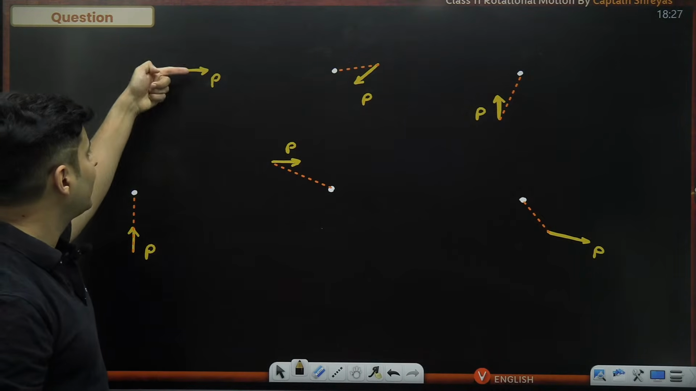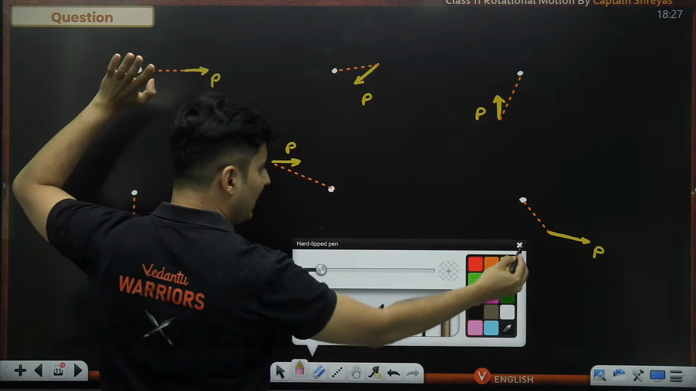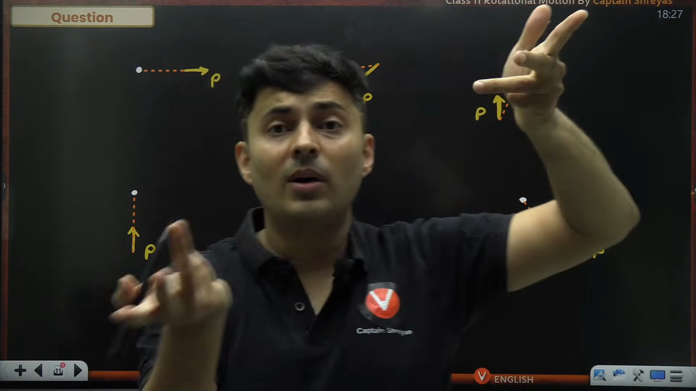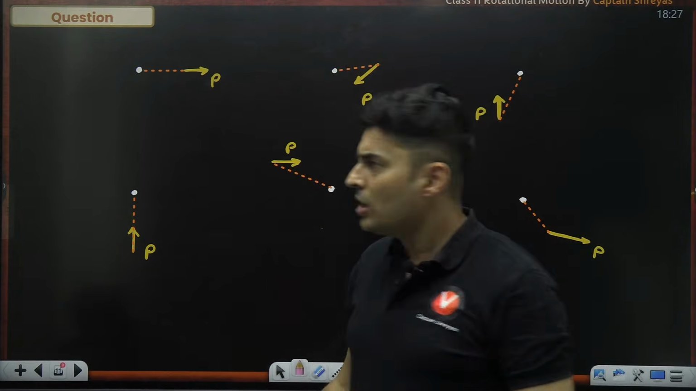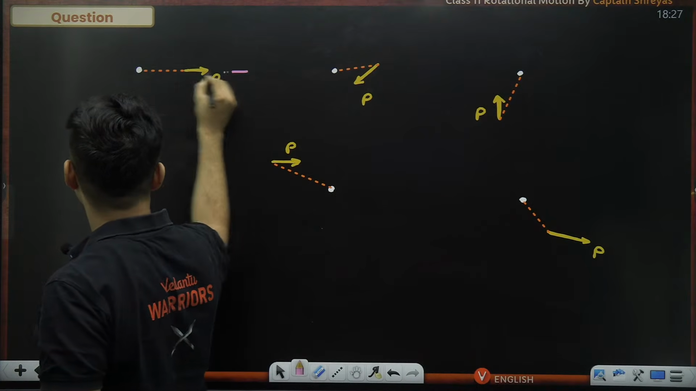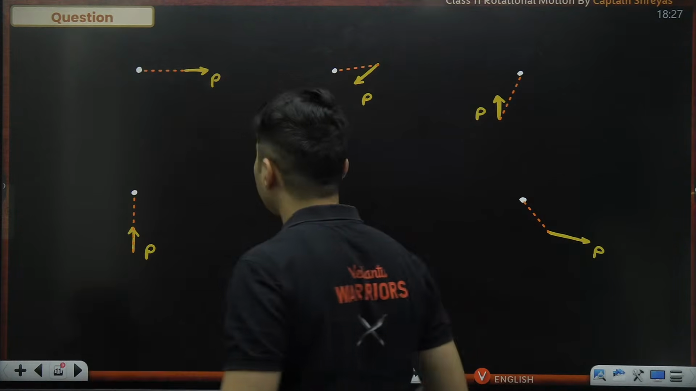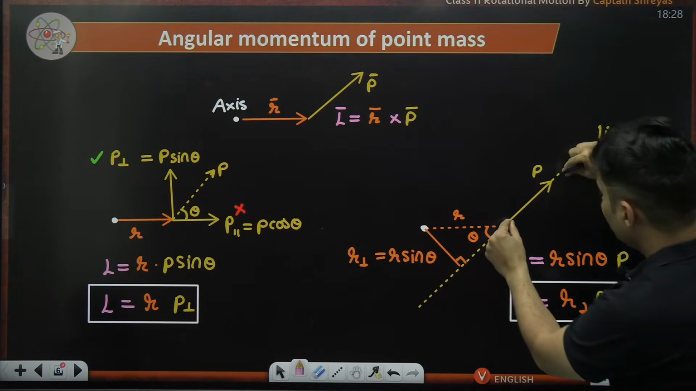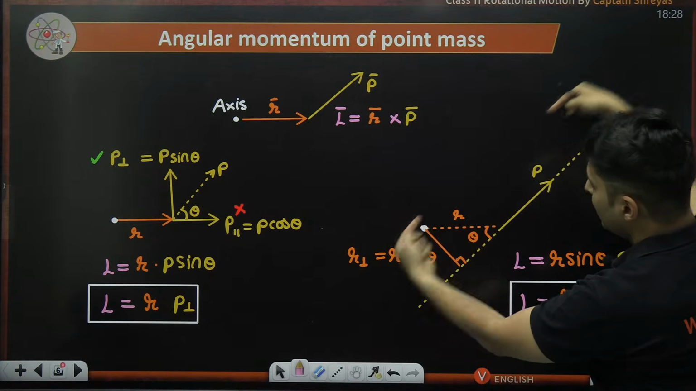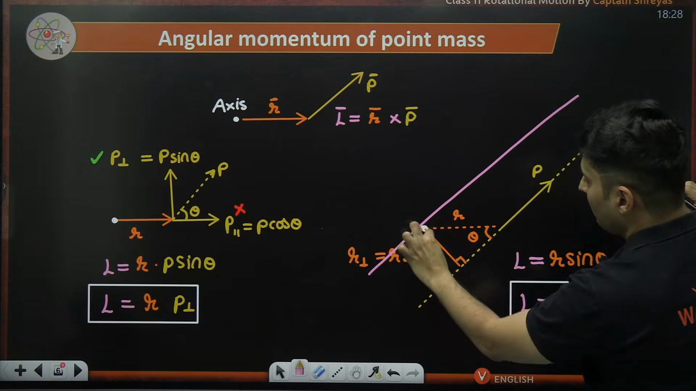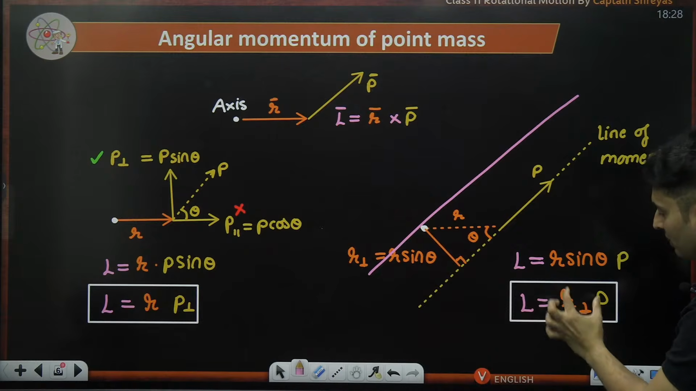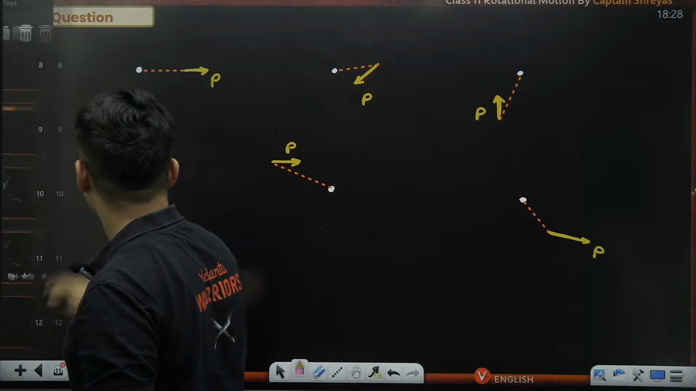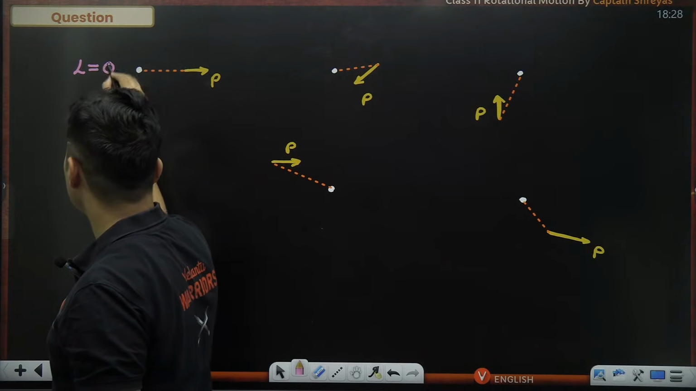In this case, R vector and P vector both are parallel to each other. Can you see it? If they are parallel, what is the angle? 0. And sine of 0 is how much? 0. So the angular momentum is not there. And whenever momentum passes through the axis, the line of momentum passes through the axis, then the perpendicular distance will vanish. So if this becomes zero, the angular momentum will also be zero. And that is the reason why in this case, angular momentum is absolutely zero.